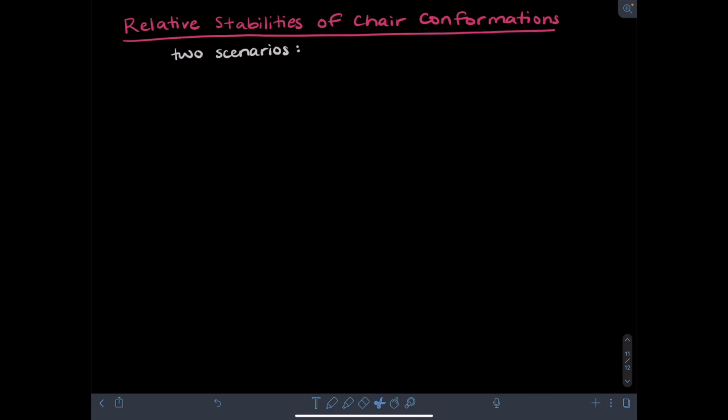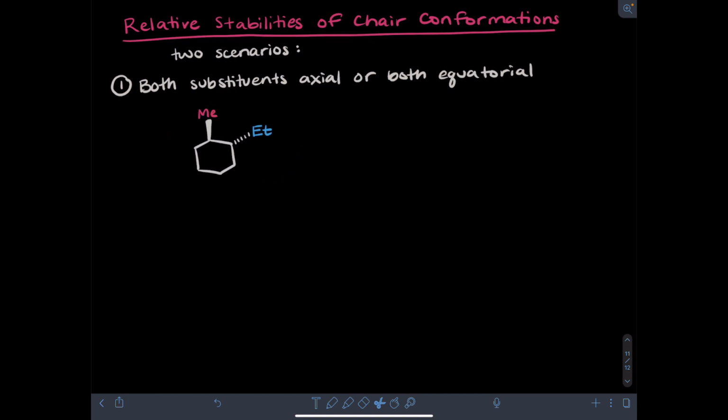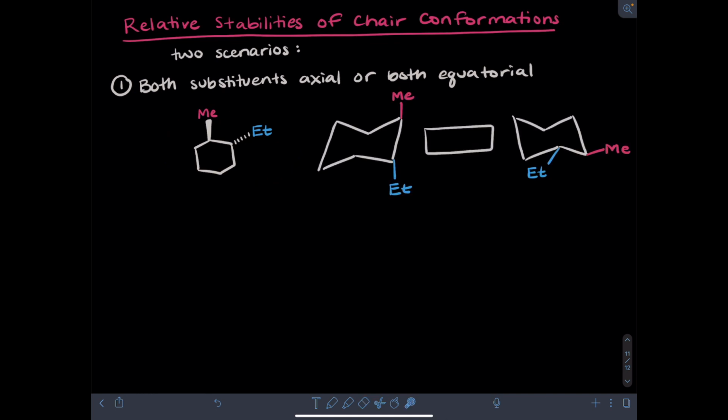I want to end by talking about relative stabilities of different chair conformations, where you have more than one substituent present. One scenario is that both substituents happen to be axial in one chair conformation, and both happen to be equatorial in the other chair conformation. Here's an example where this happens to be the case. I have methyl and ethyl groups on neighboring carbons, where the methyl is wedged and the ethyl is dashed. Here I've drawn the 2 different chair conformations possible.